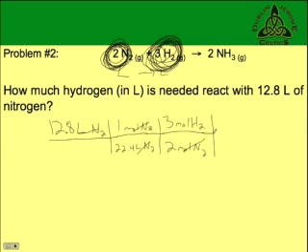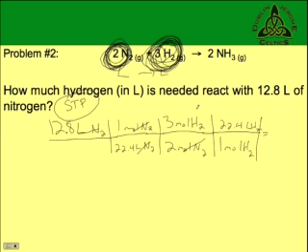I want volume, so can I just use my molar volume again? Yeah, I think we can. 22.4 liters is 1 mole of hydrogen. Wait, is this at STP? Maybe we can't. We're just going to assume they're all at STP, because we can't do these otherwise. And I get 19.2 liters of hydrogen gas, H2.